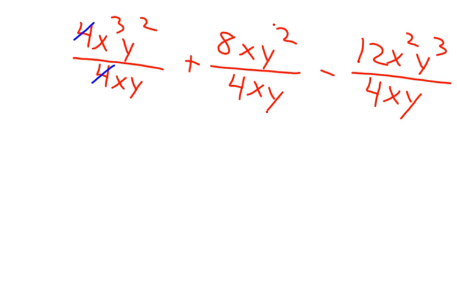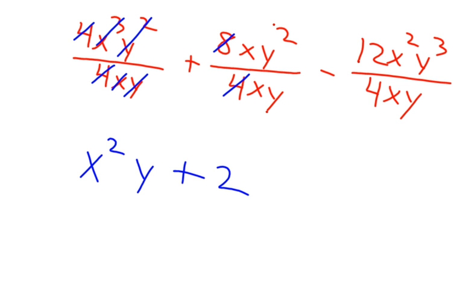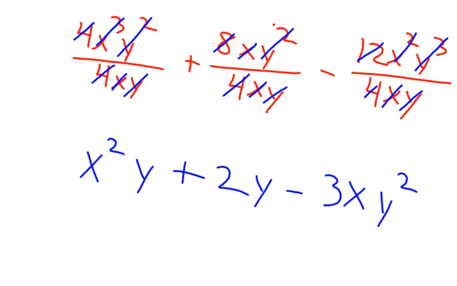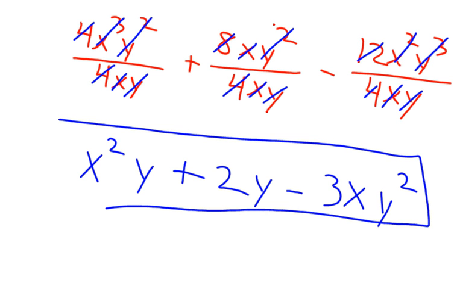4 divided by 4 cancels. X cubed divided by x makes an x squared. And y squared divided by y makes a y to the first. So there's our first term. Our second term, 8/4 reduces to 2 over 1, or just 2. X divided by x cancels. Anything divided by itself is 1. And then y squared divided by 1 makes y to the first. So we have x squared y plus 2y, and then our third term, 12 divided by 4 is 3. So we're going to have a minus 3. X squared divided by x is x to the first, and y cubed divided by y is y squared. So our answer is this polynomial function, x squared y plus 2y minus 3xy squared.